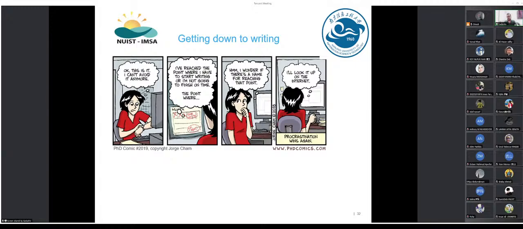You can show that manuscript to your friends. You can show that manuscript to your professors. You can show that manuscript to your colleagues and ask if there is any chance of improvement and improve it. But the very first point, the beginning point to publish a paper is to start writing.